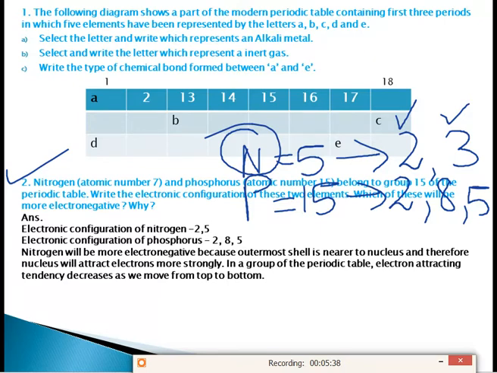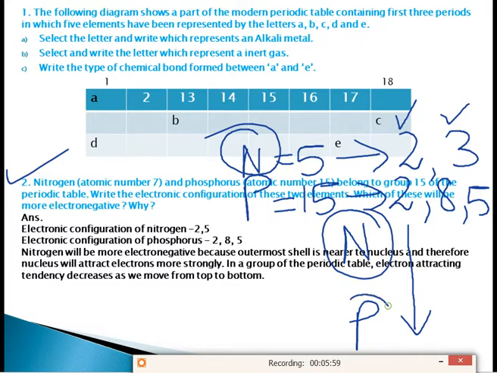And when you move in a group in the periodic table, the electron attracting tendency decreases as we move from top to bottom. You know that nitrogen will be at the top and phosphorus at the bottom. So when you move from top to bottom in a group, electronegativity decreases. So obviously nitrogen will be more electronegative as compared to phosphorus. And one more point you can remember, that in nitrogen two shells are present. So the nucleus is very close. The attraction power of the nucleus for the electrons will be very strong. That's why electronegativity of nitrogen will be more as compared to phosphorus.